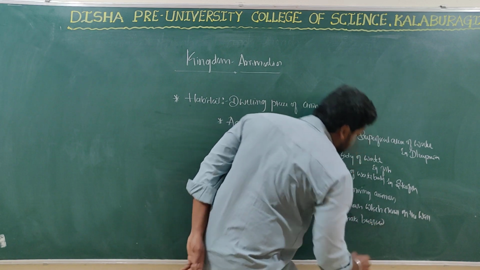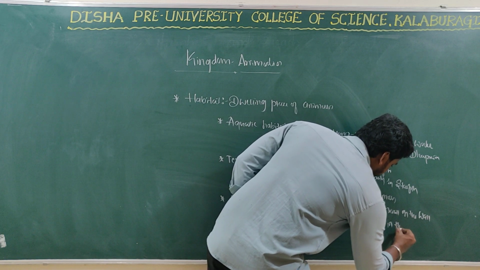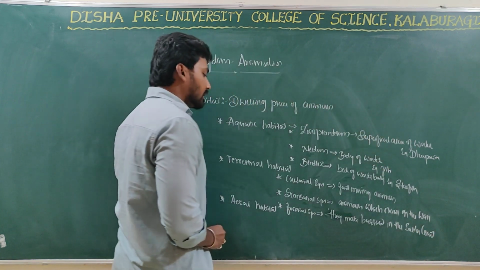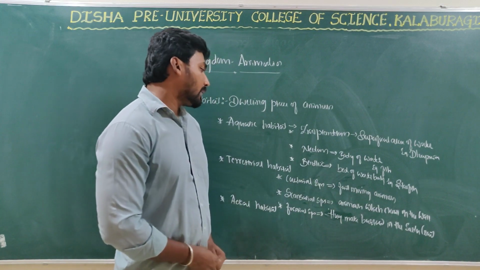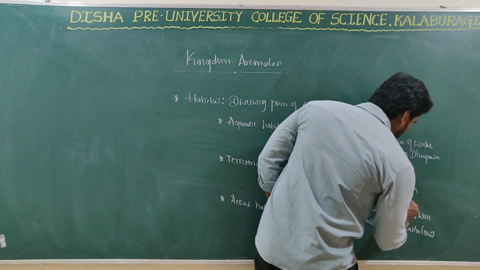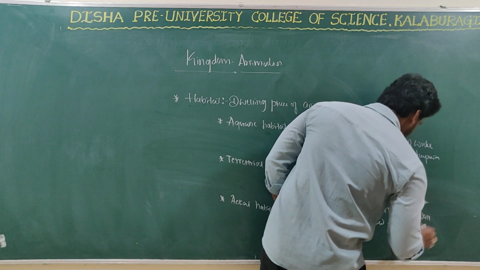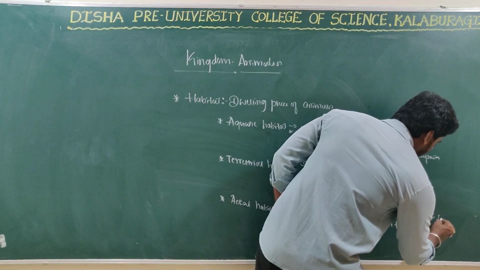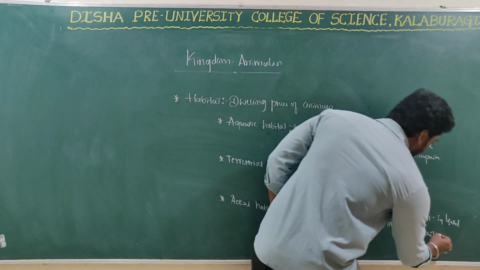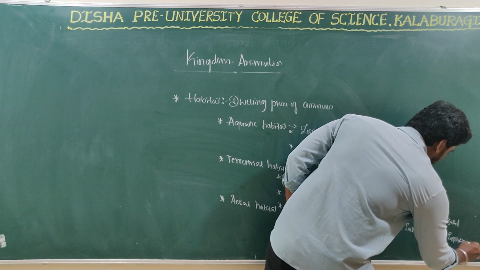They make burrows in the earth crust. If you quote one more example for each of these terrestrial habitats, for cursorial you can go for a deer, for scansorial you can make it out as a lizard, and for fossorial you can make it out as a mole.